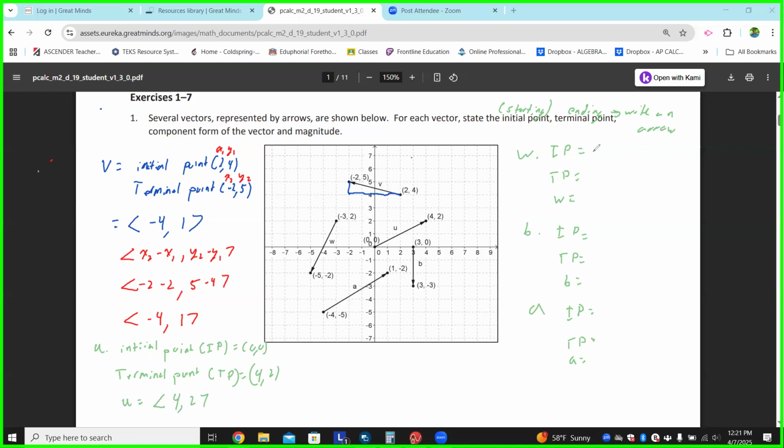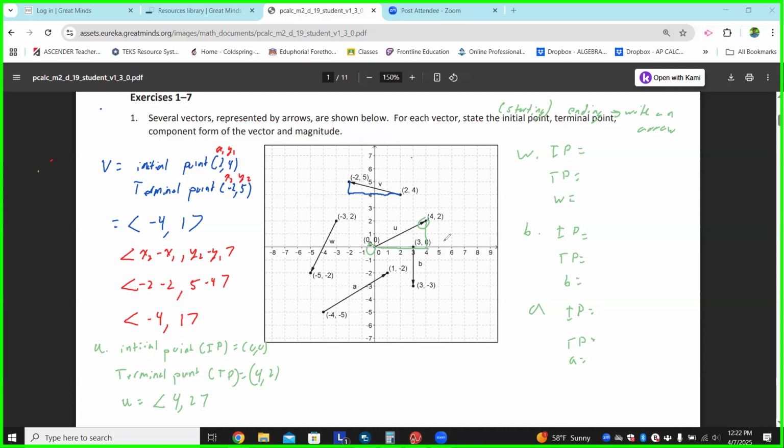All right, let's look at the initial point for W. Okay, you probably started it backwards. Remember, you have to start at the initial point, and then when you go to the terminal point with the arrow, you would go right 4, so that's a positive 4, and then up 2, so that's a positive 2. Did you go from the arrow down to the bottom? Okay, that's okay. It's very important that you do terminal point minus initial.